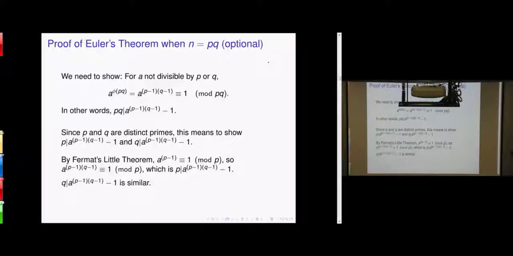Similarly, the same argument: just change p to q. By little Fermat, you get a to the q minus 1 is 1 modulo q, and then you raise it to another p minus 1 power, you get the same thing. So it's exactly the same proof. So p divides this funny number, q divides this funny number, so pq divides this funny number, and we are done. This is a proof of the special case.